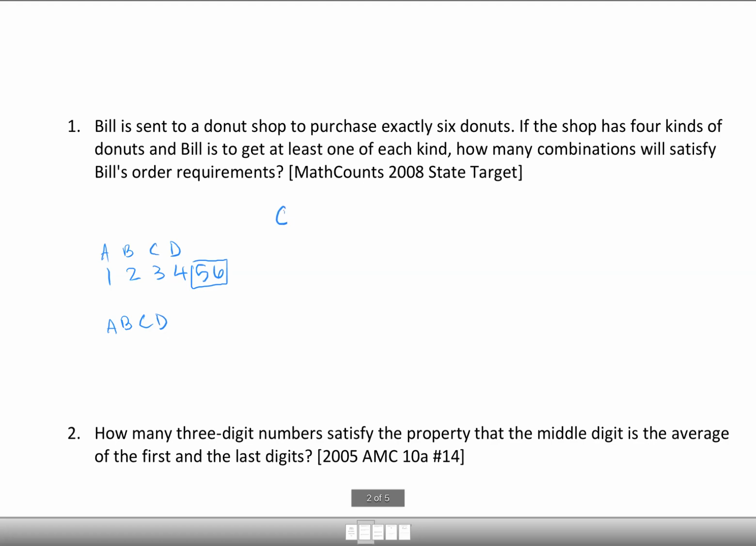So then this is where the casework comes in. So we will have 2 cases here, case 1 and case 2. So for the first case, we can say that 5 and 6 are the same kind of donut. There are 4 types of donuts, A, B, C, and D, so if we want 5 and 6 to be the same, there's 4 ways for it to be the same. Now, our second case will be 5 and 6 are different.